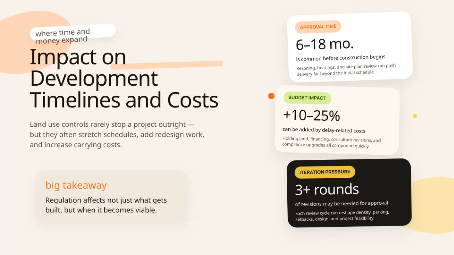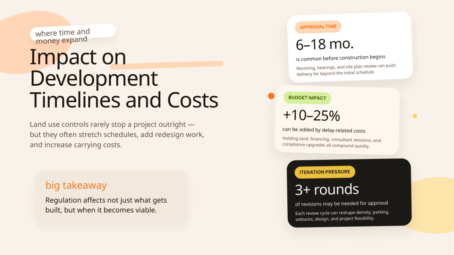Land use controls don't typically stop a project from moving forward entirely, but they can significantly extend schedules, require multiple redesigns, and increase carrying costs. Let's break down where time and money tend to expand in this process. First, approval time is usually between 6 and 18 months before construction can even begin. During this period, rezoning, public hearings, and site plan reviews can push delivery timelines well beyond the original schedule.